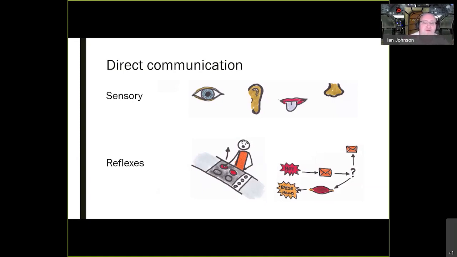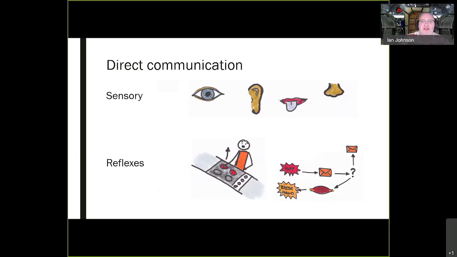And we also have direct communication from our brains to our muscles to make us move around, to make us talk. I can't speak to you now without neurons firing across my body to make the muscles move, to make the sounds that I need to speak to you. But again, we also have reflexes.